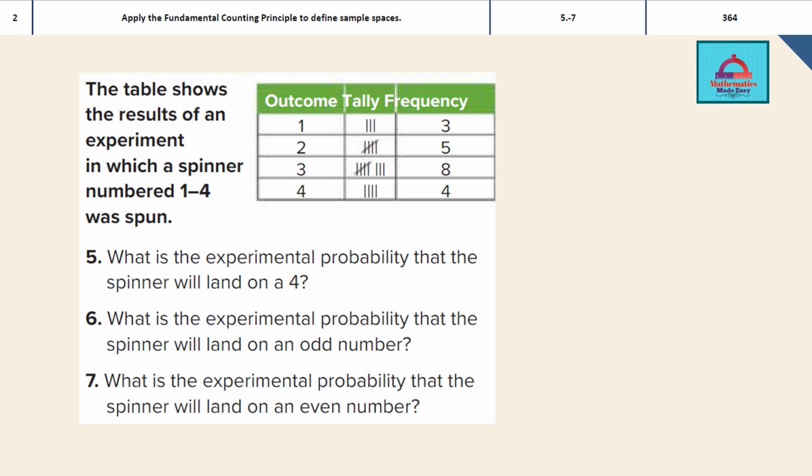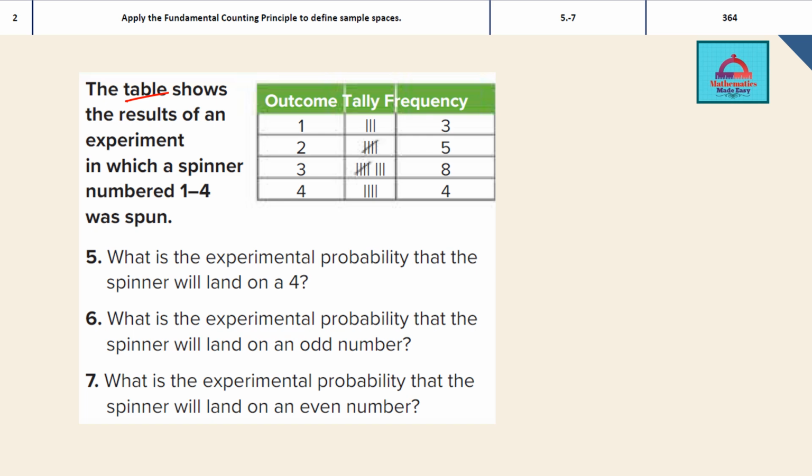The learning objective that we are covering today is learning objective 2, where we apply the fundamental counting principle to define sample spaces. So here in this question, you are given a table. We have to use this table to answer the questions. It shows the results of an experiment in which a spinner numbered 1 to 4 was spun.